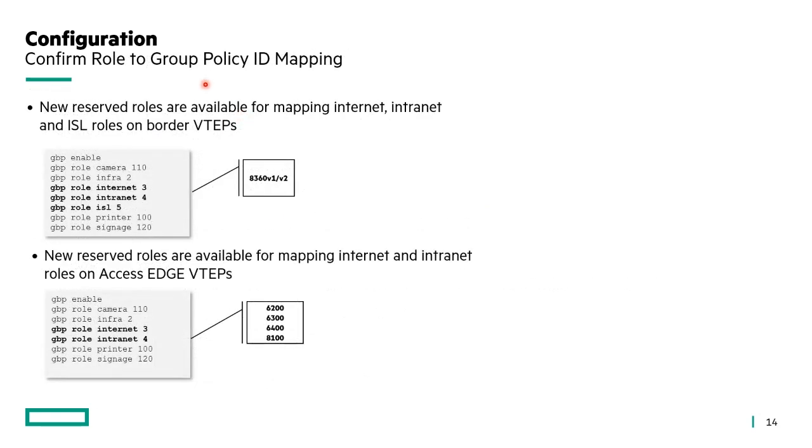So this slide is just showing you the new group policy ID mappings that are present with 10.13. You can see on the 8360 v1 and v2, we have the internet role mapped to group policy ID 3, intranet to 4, and ISL to 5. And then on the access edge VTEPs, you can see the GBP roles there for internet and intranet.